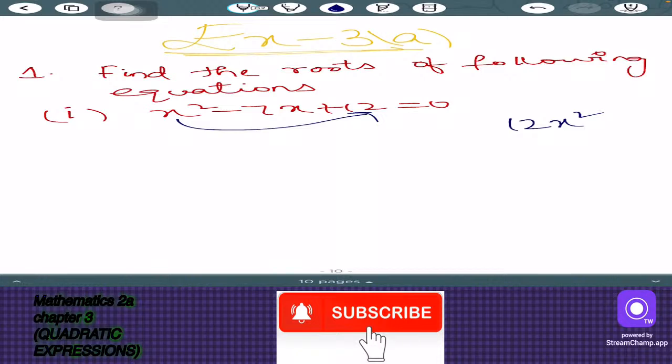Now what is the middle term? It is minus 7x. So use any two numbers so that if you add or subtract, it should give minus 7x, and if you multiply, it should again give 12x square. So if we use minus 4x and minus 3x, minus 4x into minus 3x gives you 12x square.